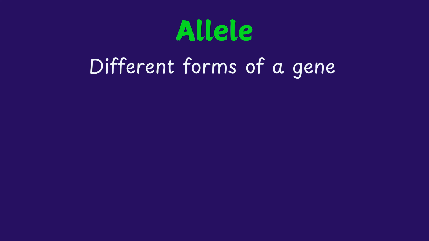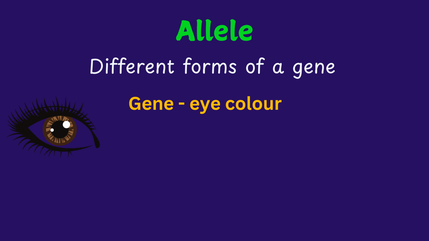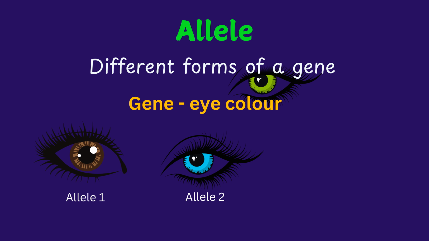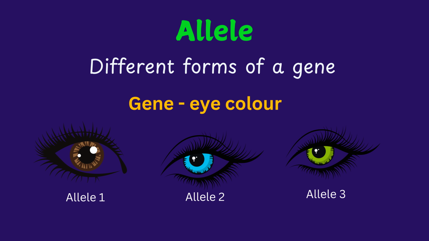The next word is allele. Alleles are different forms of a gene. If the gene is, say, eye color, the alleles would be brown eyes, blue eyes, and green eyes. Another example would be if the gene is height, then the alleles would be tall or short.